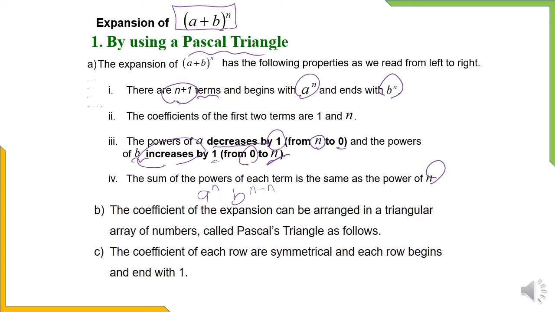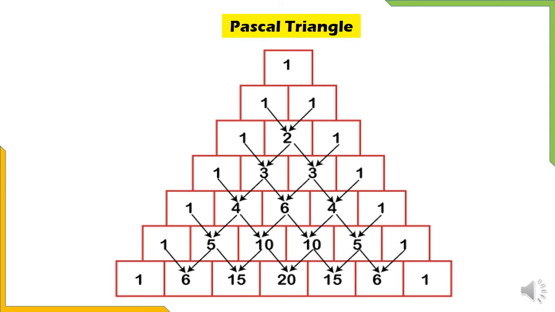And then for Pascal triangle, the coefficients of the expansion can be arranged in a triangular array of numbers that we call Pascal's triangle. The coefficients of each row are symmetrical, and each row begins and ends with 1. So let's see the Pascal triangle. Okay, this is our Pascal triangle. So we start with 1, where (a plus b) to the power of 0. Any number to the power of 0 will be 1. And then the second step is (a plus b) to the power of 1. This one is the coefficient for a, and this one also is the coefficient for b.